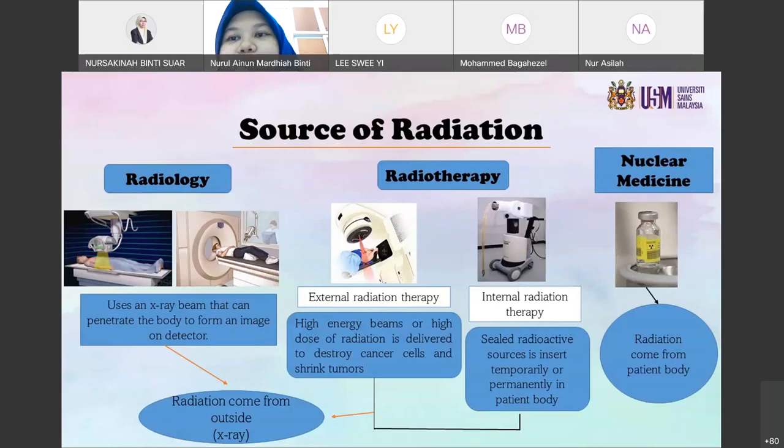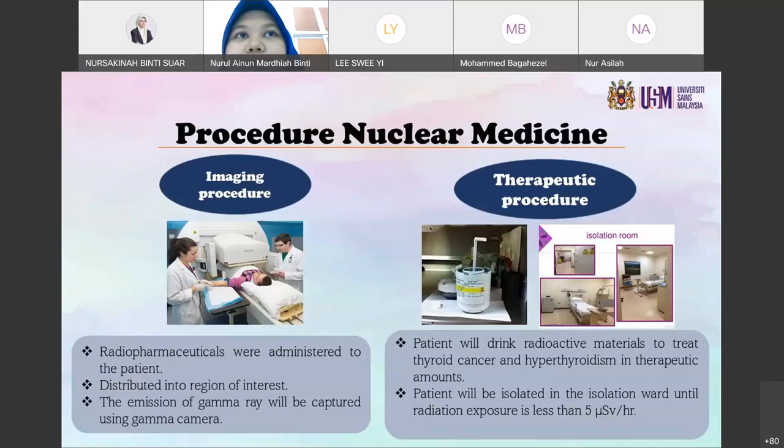In this slide, I would like to emphasize more detail about the procedures performed in the nuclear medicine department. For imaging procedures, radiopharmaceuticals are administered to the patient via injection. This radiopharmaceutical will be distributed into the region of interest, and the emission of gamma rays from this radiopharmaceutical will be captured using a gamma camera. Meanwhile, for therapeutic procedures, the patient will drink radioactive material, which is iodine-131, to treat thyroid cancer and hyperthyroidism. This patient will be isolated in the isolation ward until their radiation exposure is less than 5 microsievert per hour. Since the radiation comes from the patient's body, the patient should be aware to apply the ALARA principle in order to keep the surrounding people from radiation exposure. Don't worry, I will be explaining the ALARA principle in another slide. We will proceed with the other presenter.